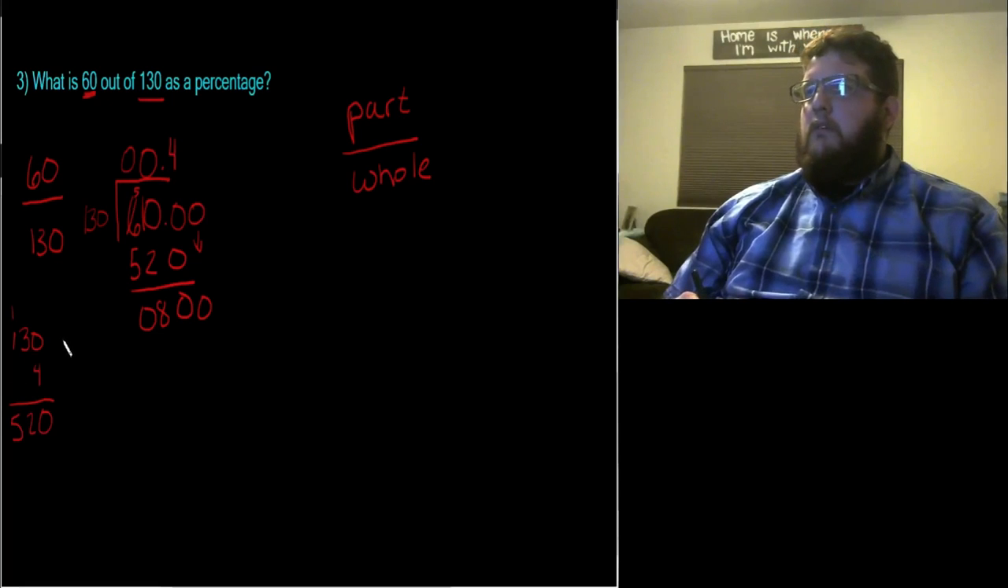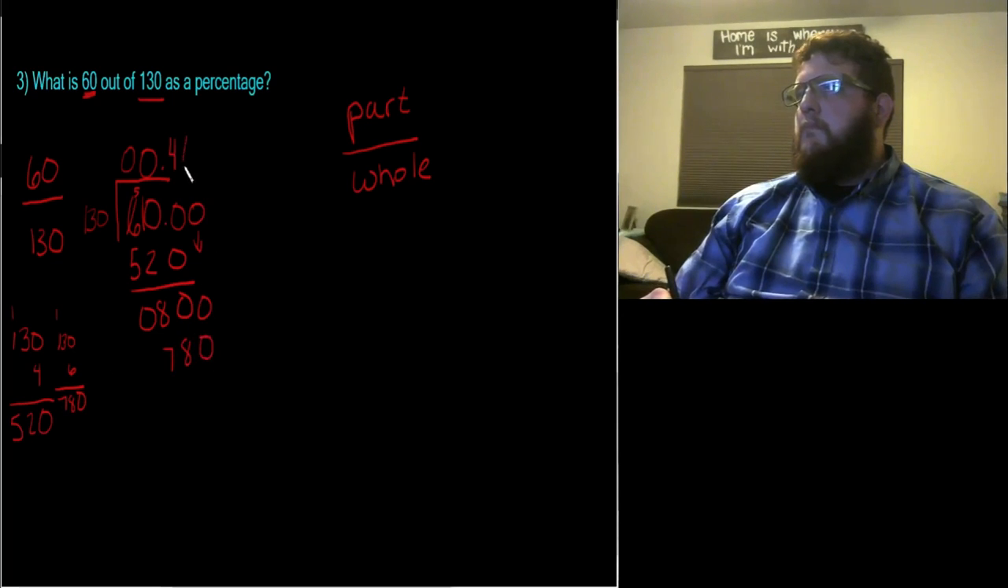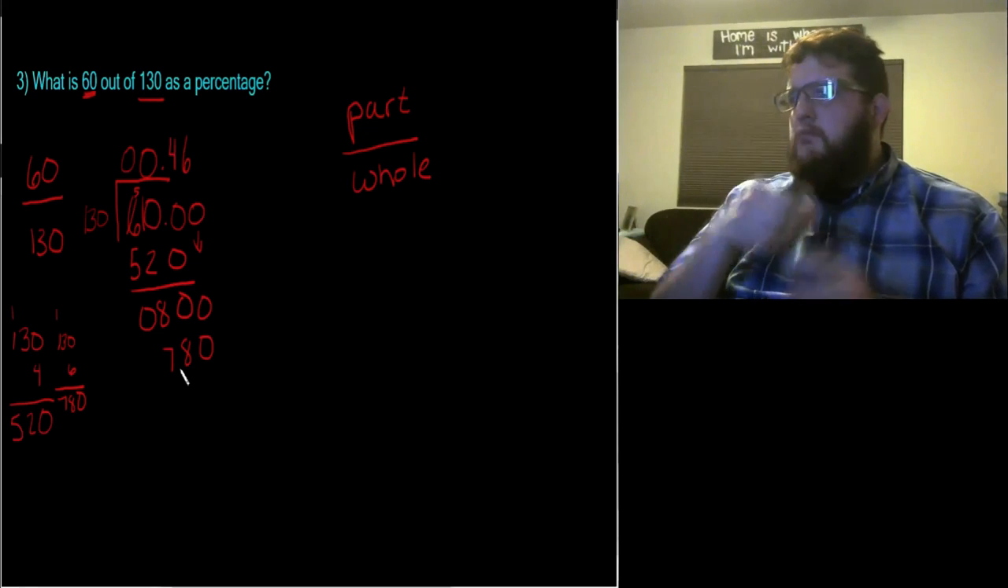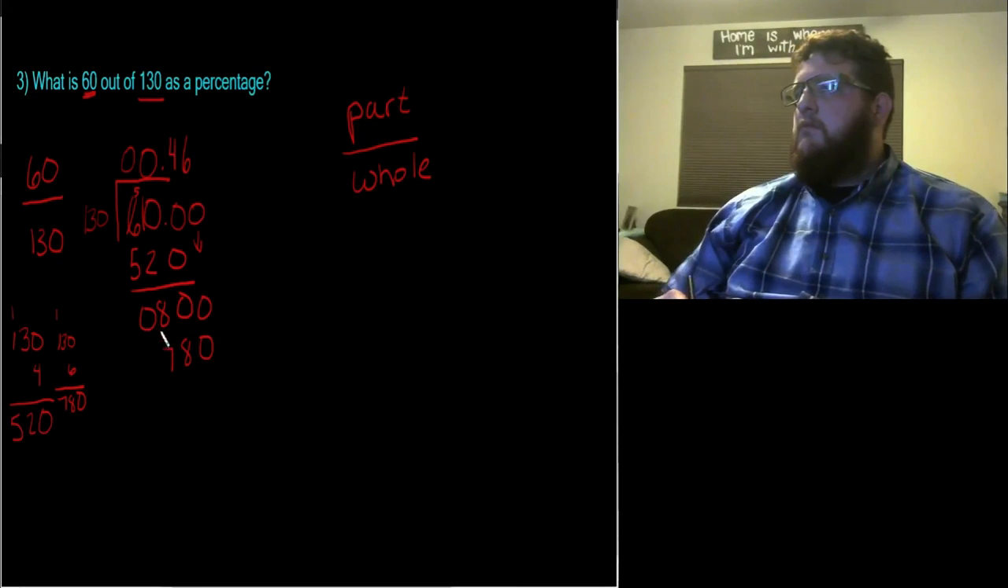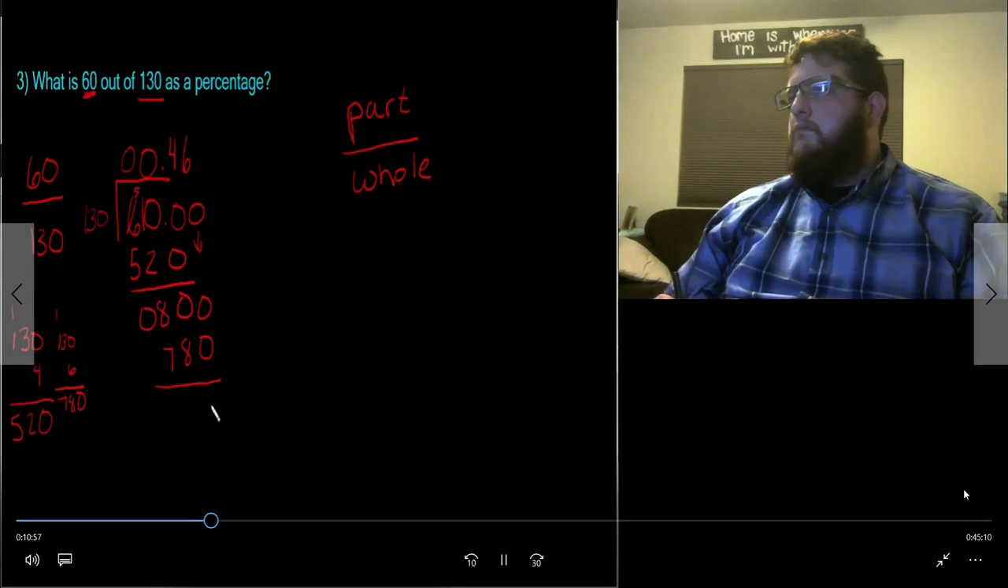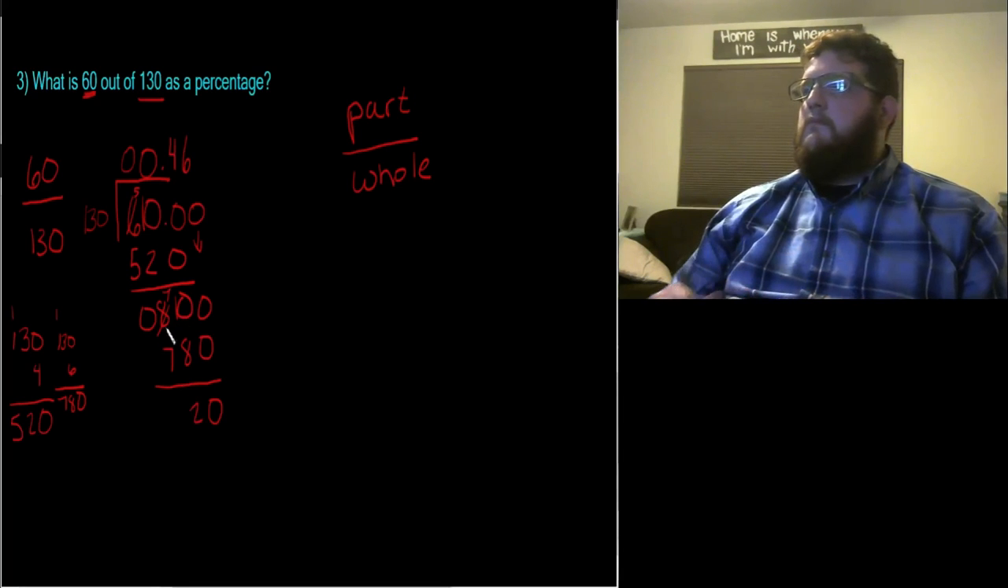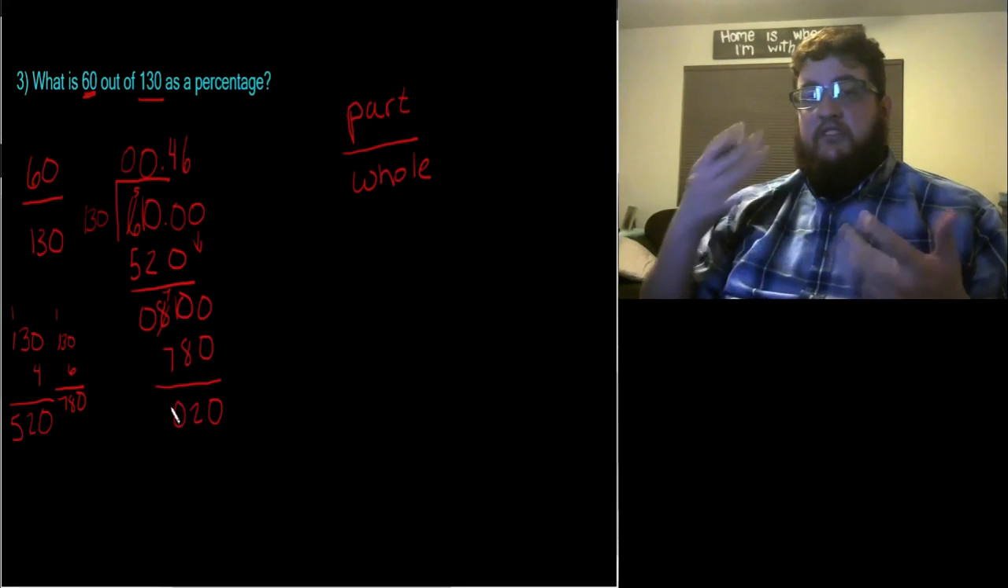130 goes into 800. I would guess about 6 times. Let's see how close I am. 780 is pretty close to 800. So we'll put 6 up there, 780 down there, and we'll go ahead and subtract them. We're left with 20. So we'll add another 0 and bring it down.